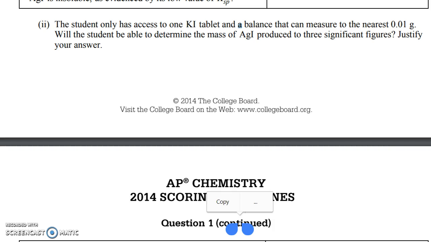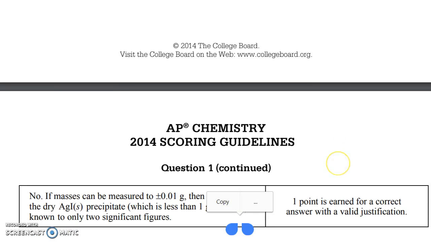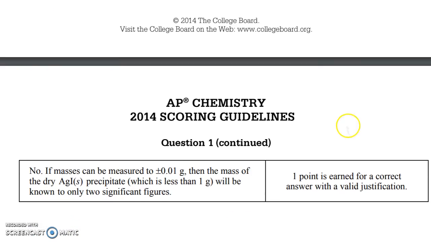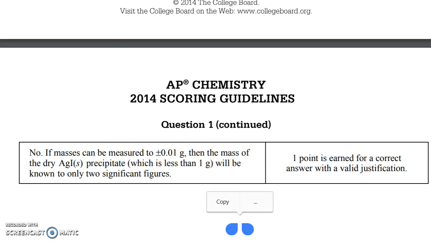Yeah. So you can only really go up to that. But what if you have like 1.01? So if the masses can only be measured plus minus 0.01, and the dry AgI precipitate is going to be less than 1, right? If it wasn't less than 1, yeah, you could have 3 sig figs. But then you're going to only end up with 2 sig figs, not 3.